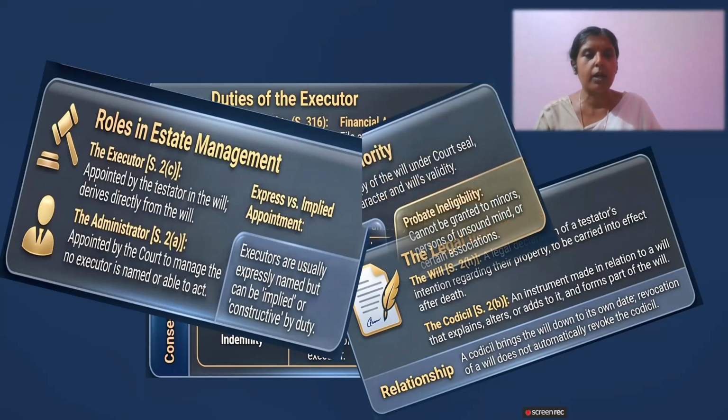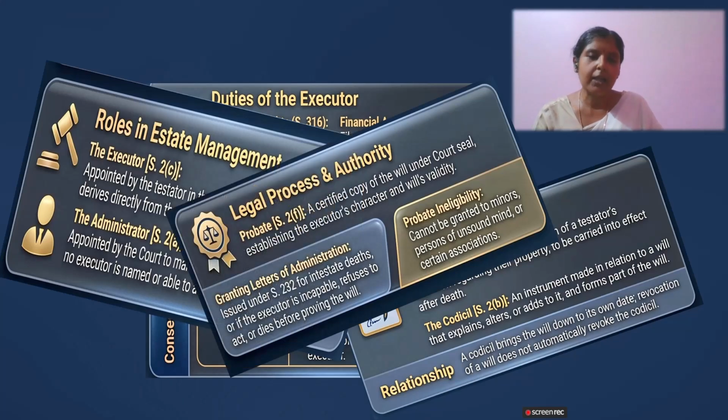Then a question can, in rare circumstances, also focus upon probate, how to obtain a copy of probate, and the impact of obtaining a probate. So what are the legal assumptions and what are the conclusive proofs that come when a probate is being granted? This can be asked as a 7-mark question. So these are the angles from which questions can be asked.